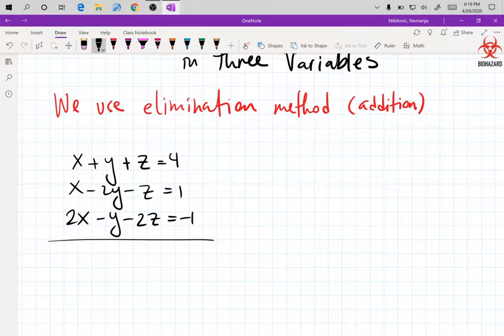Now, you are allowed to pick any variable that you want to eliminate here. You can eliminate x, you can eliminate y, you can eliminate z. So whatever.